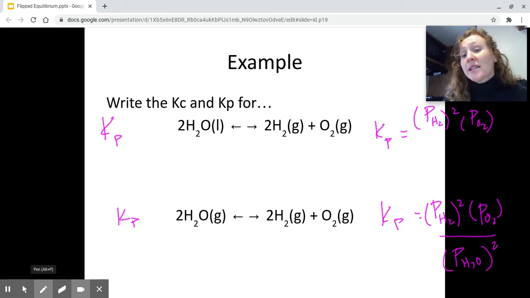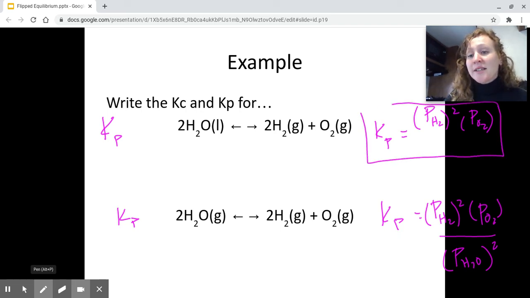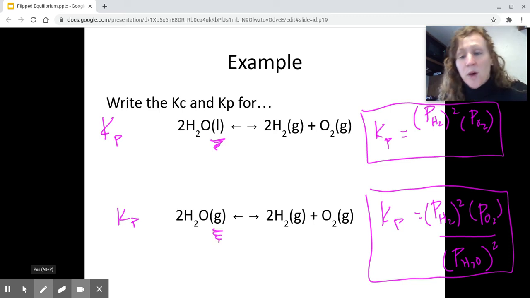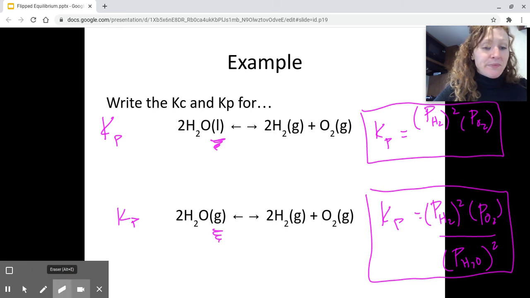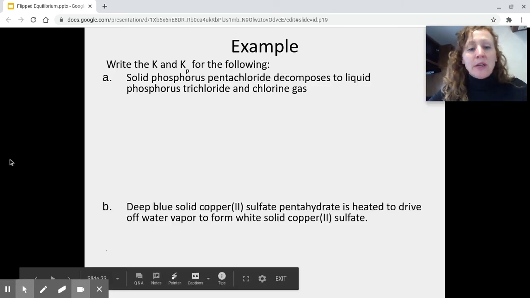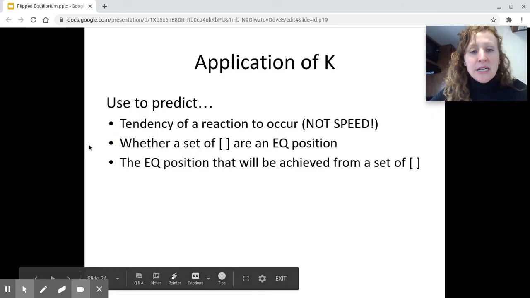Okay, so as you can see, just by changing phase, notice the reactions are exactly the same. The only difference is the phase of the water, right? And just by changing a phase, you're going to change the K equation. So phase matters. Pay attention to it. All right, here's a couple examples we can go through together in class.